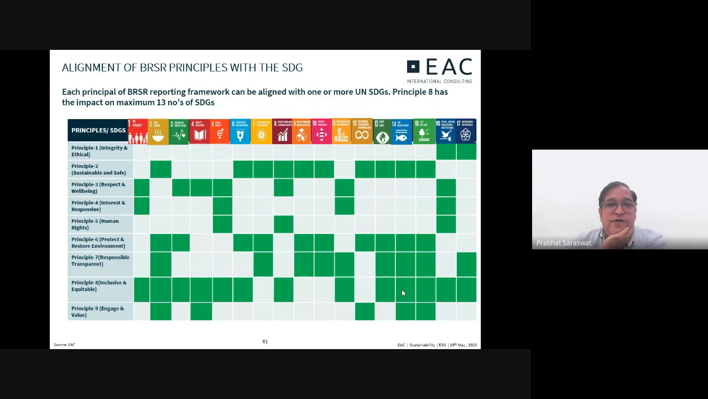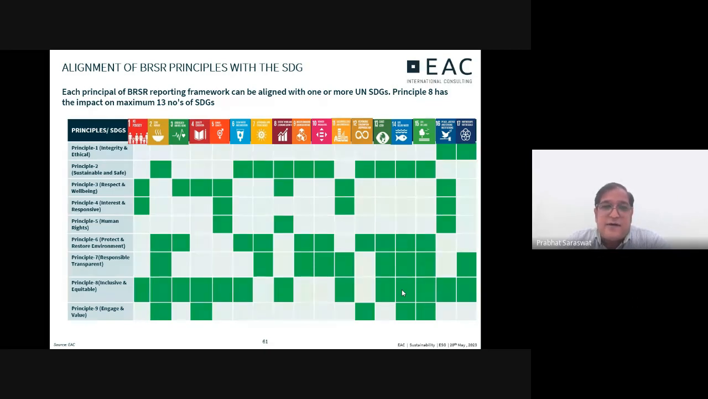And also all 9 principles we have tried to link with the SDGs, that is, how much impact each principle in our sustainability reporting in India would have, which SDG is affected, or how it can improve our sustainable development goals. So principle 1 is related to SDGs 16 and 17.